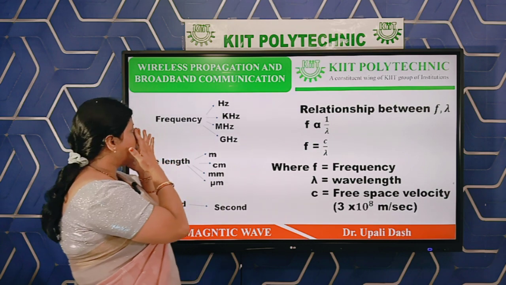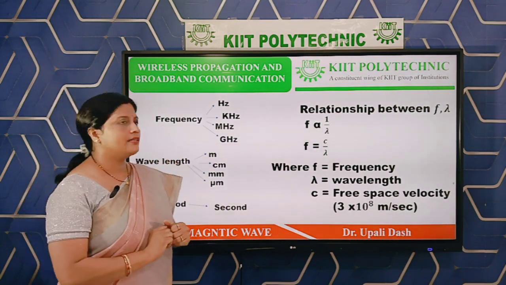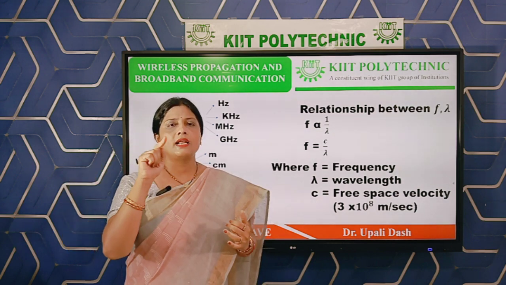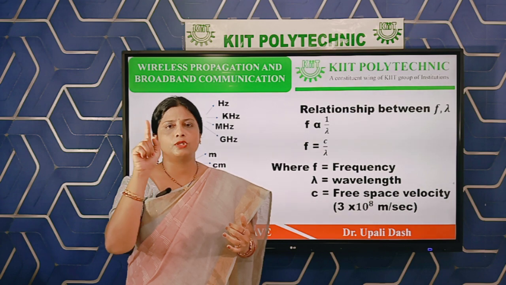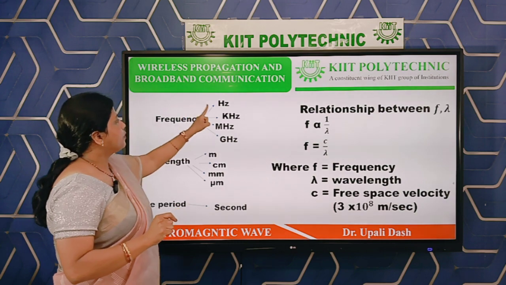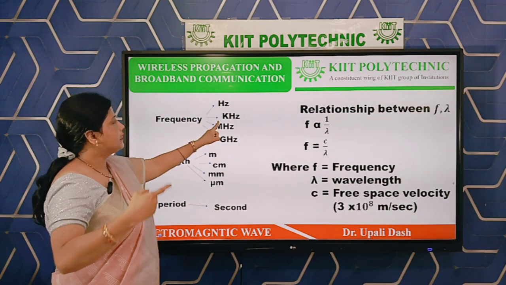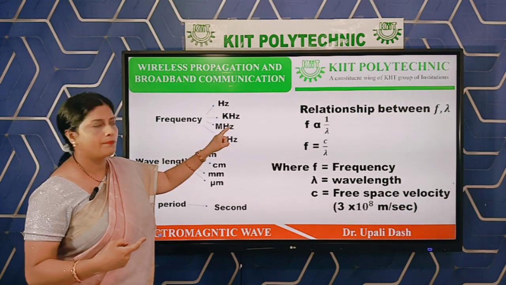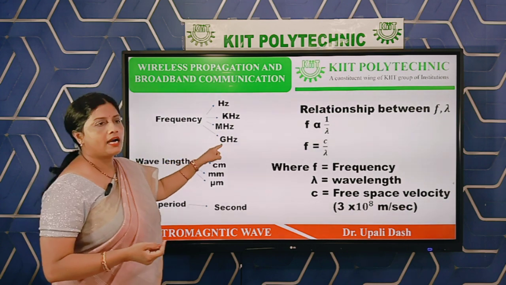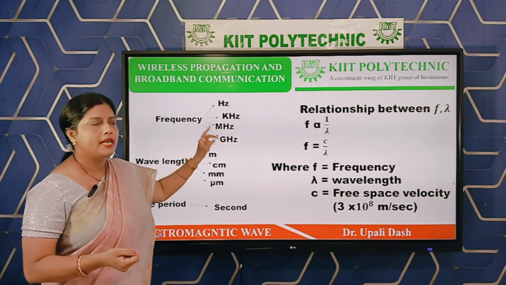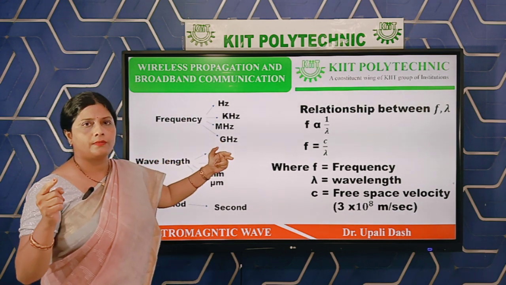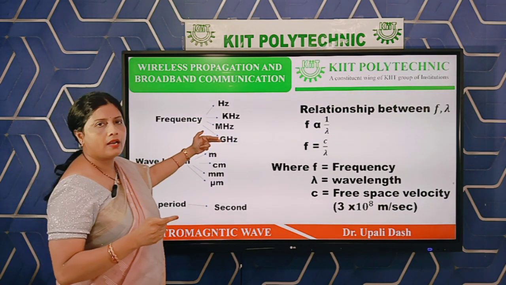So c is constant and f is the number of repetitions, and lambda is the distance between the two peaks. So how about the units? Frequency unit is hertz. If it goes to a higher mode, it becomes kilohertz, kilo meaning 10 to the power 3. Again, it may be megahertz, that is 10 to the power 6, or gigahertz, that is 10 to the power 9. So hertz, kilohertz, megahertz, gigahertz, in multiples of 3, like 10 to the power 3, 10 to the power 6, 10 to the power 9.